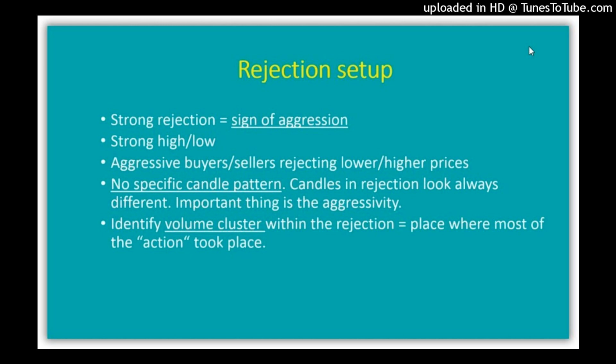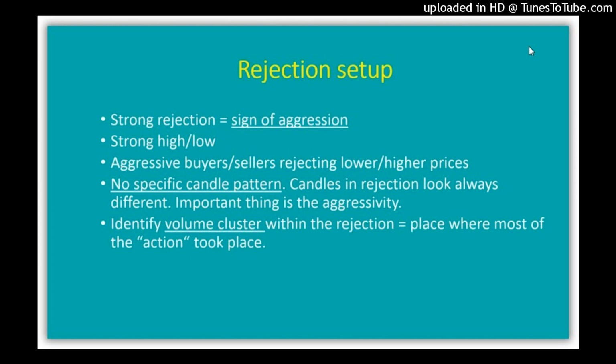So this setup, which I'm going to cover now, is called the rejection setup. It's also a volume-based setup, so it's also based on the volume profile combined with the price action. And the rejection setup is based on the strong rejections, which you see on the price action.